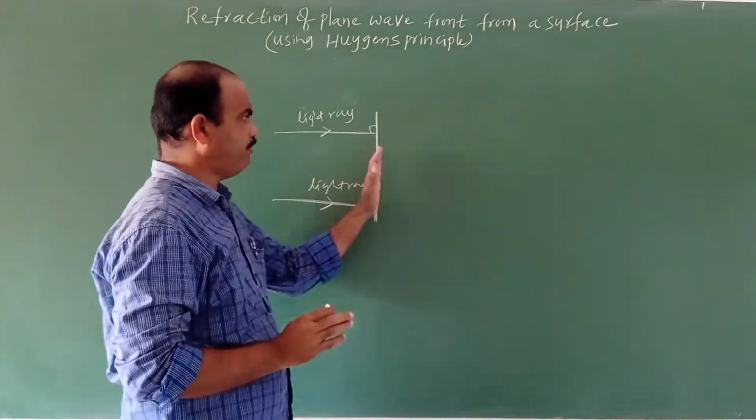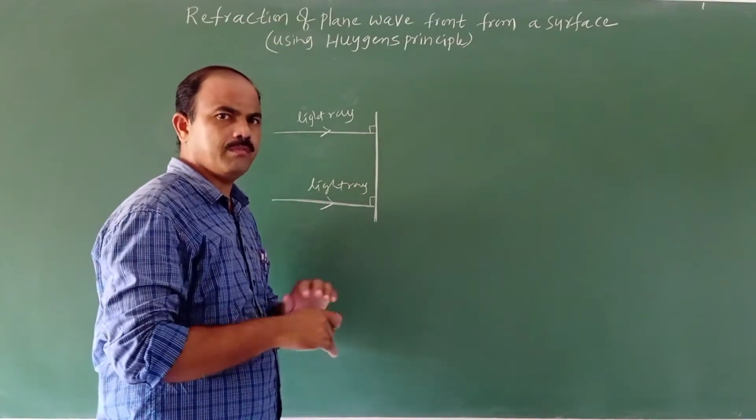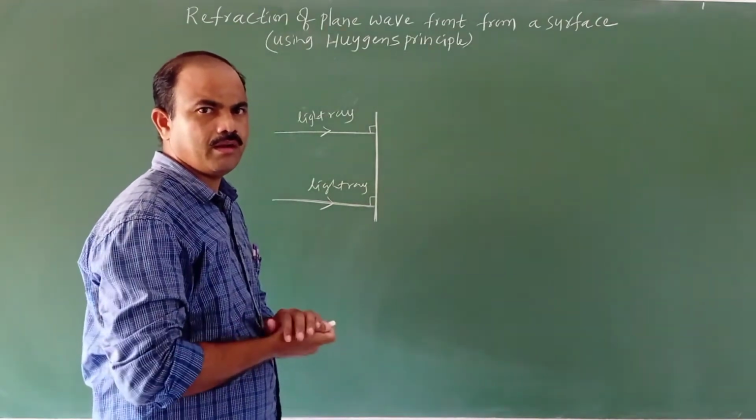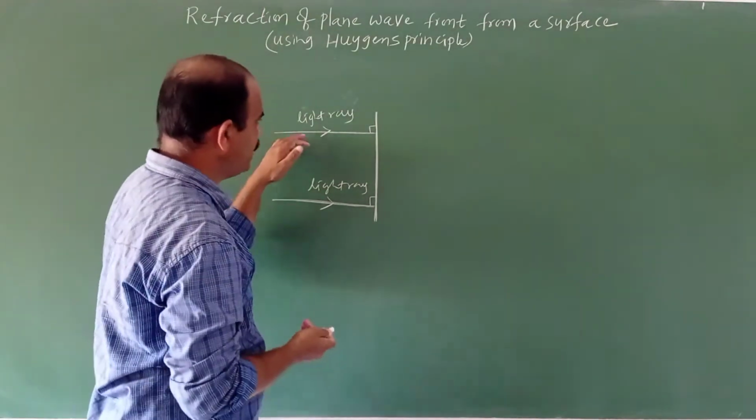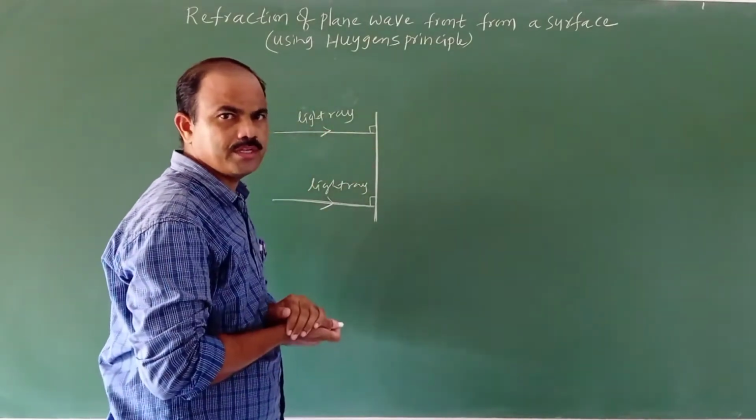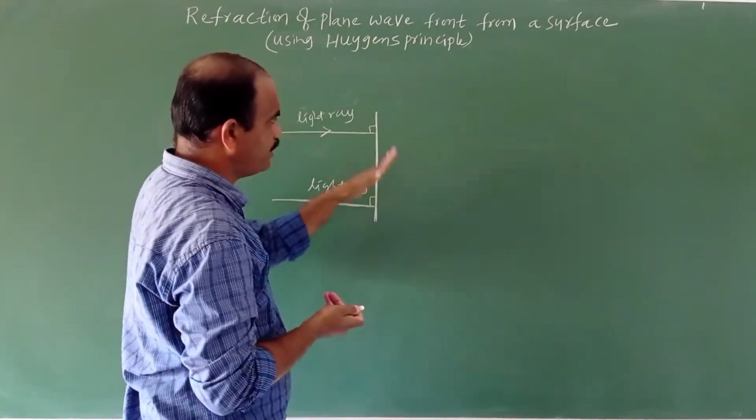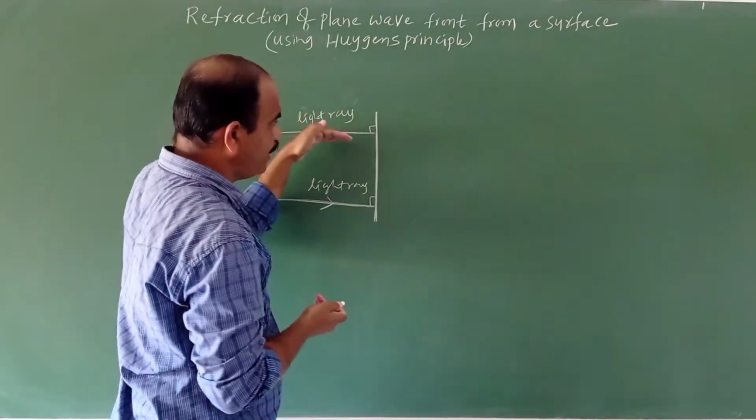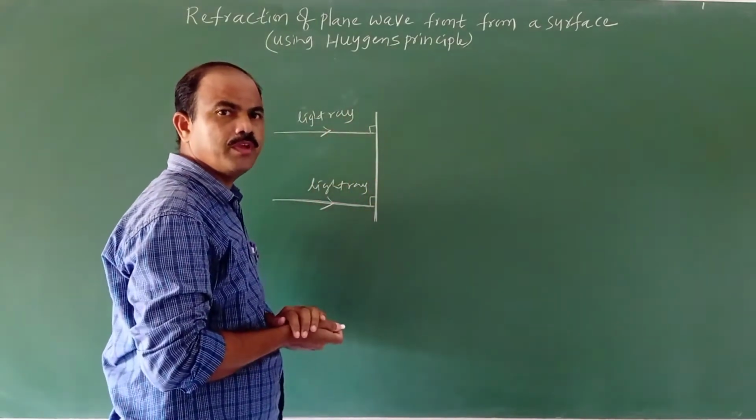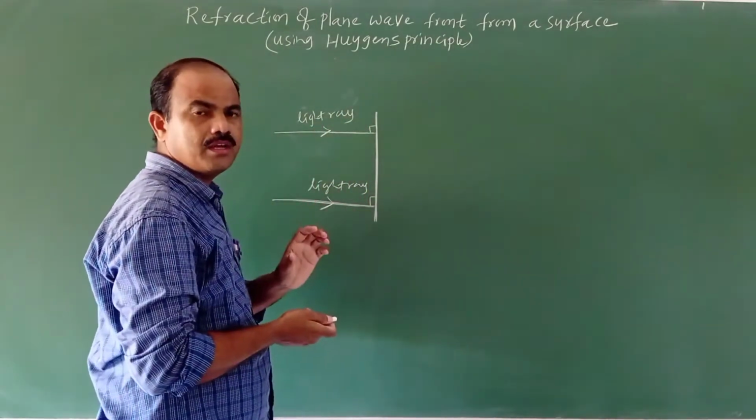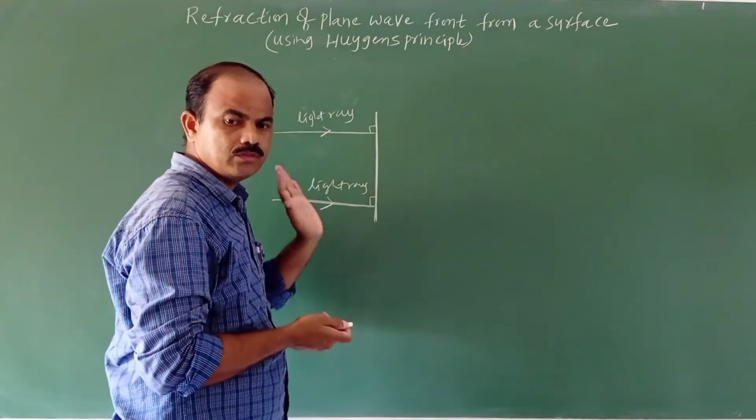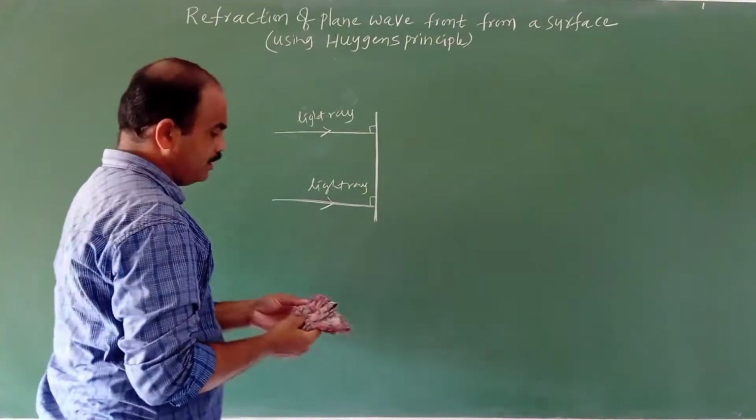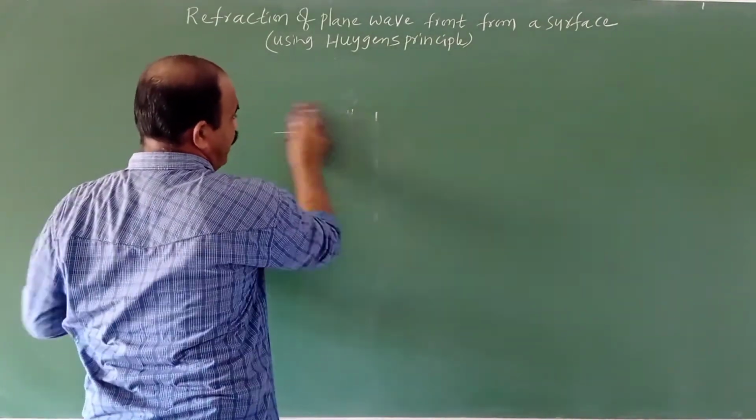And for every wavefront, that may be a plane wavefront, spherical wavefront or cylindrical wavefront, how can I draw the light rays? The light ray direction is nothing but the direction of propagation of energy, and that is always perpendicular to the wavefront. If you draw a perpendicular line to the wavefront, that gives the light ray direction of propagation of energy. This is how to remember it, and this can now be used in the refraction of a plane wavefront.